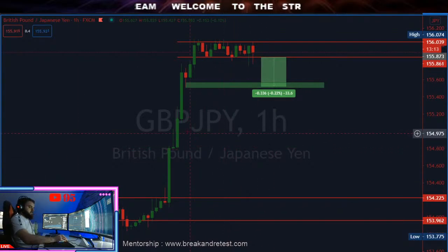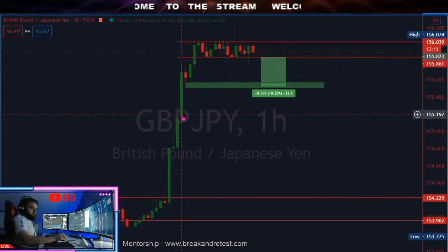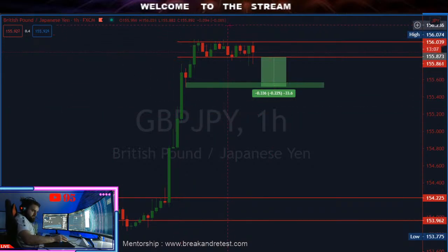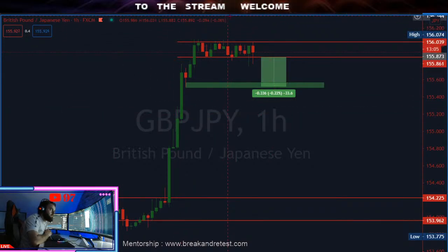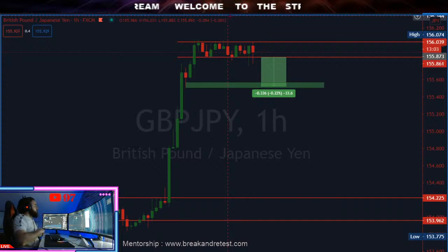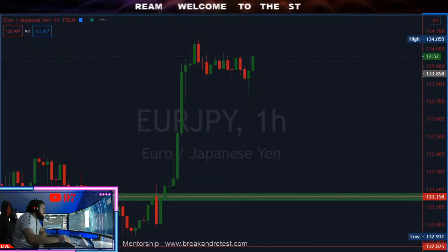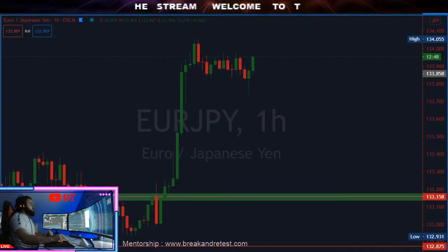Yeah, look at GJ, it's getting rejected. Probably is going to end up in the range again. Might be time to sell EJ. No, no, don't try to sell, bro. It's too bullish right now. Until you get a good confirmation, there's no selling here.